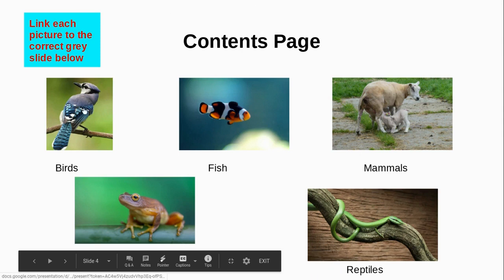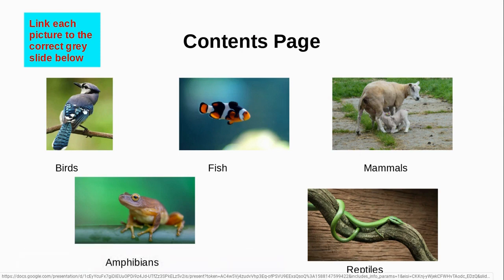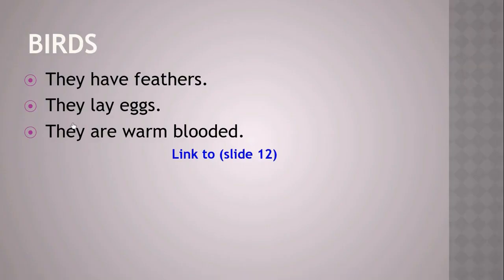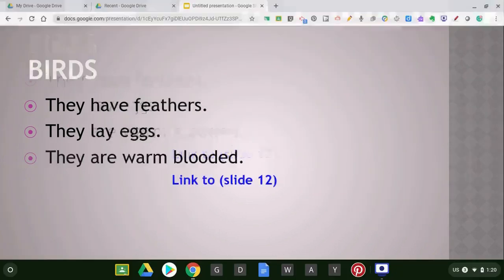Now, here is our picture of birds. So I'm going to click the picture of a bird. Remember, if I click it, it should take me to the information on birds. Let's see. There it goes. Well done. It takes us to a gray slide that has the title birds and it tells us about birds. So we have created our first link.